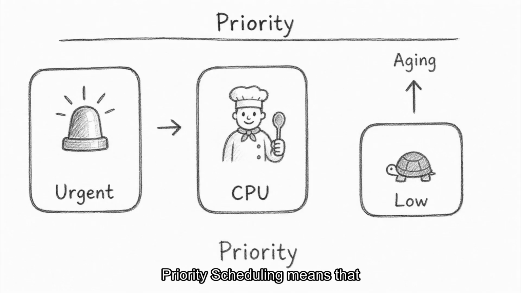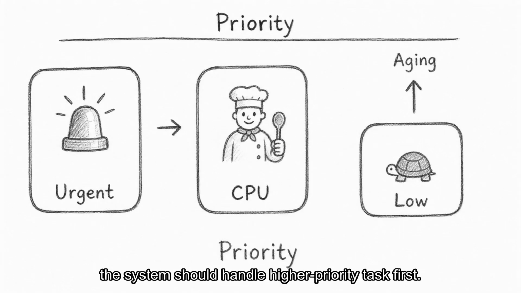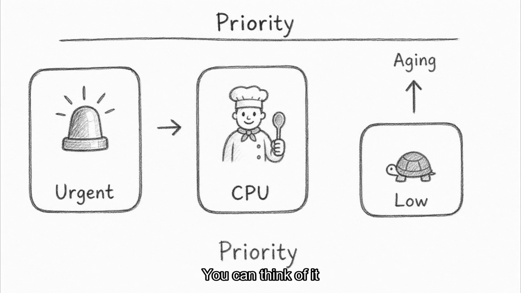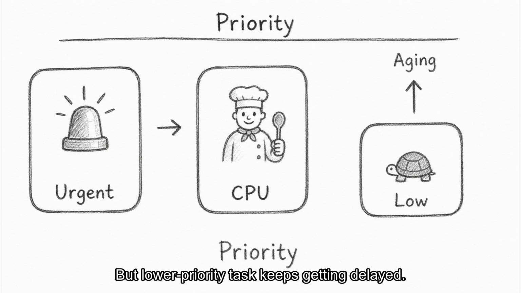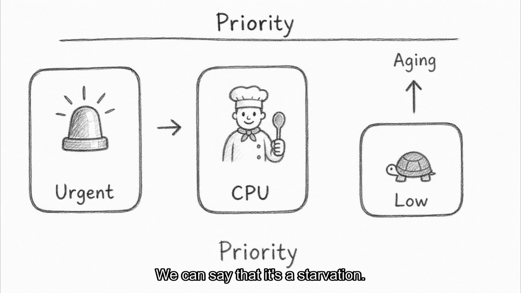Priority scheduling means that the system should handle higher priority tasks first. You can think of it as taking care of urgent orders. The lower priority tasks keep getting delayed. We can say that it's starvation. So there's one way to reduce it. It's aging. It gradually increases the priority of tasks that have been waiting for a long time.